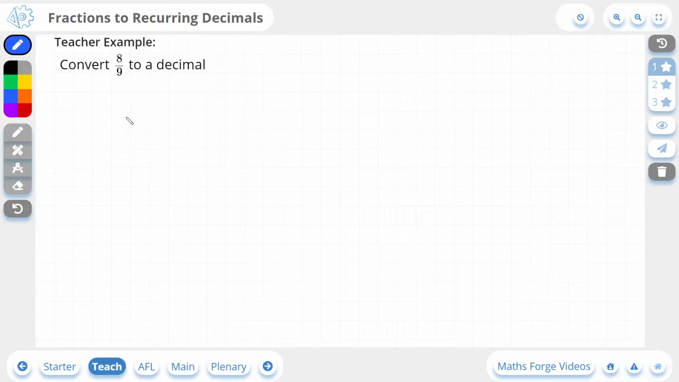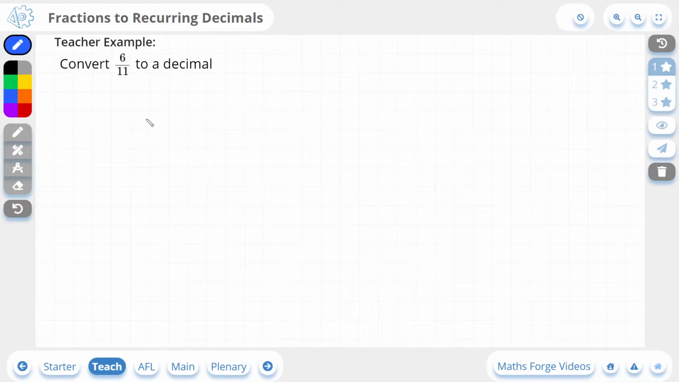Let's do another 1-star example. Here we're being asked to convert 8 over 9 to a decimal. So of course there's one 9 at the bottom, so there's only going to be one value that's recurring. And since we only have one digit on top, that is going to be the value that is recurring. So let's write this in a quicker way. It's going to be 0.8 with a recurring dot on top. And if we check our answer, there it is.